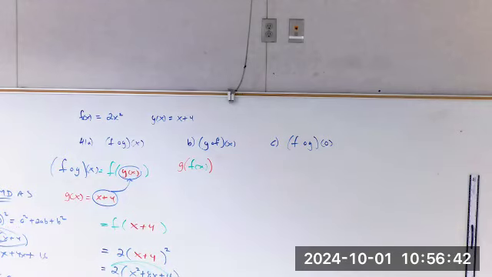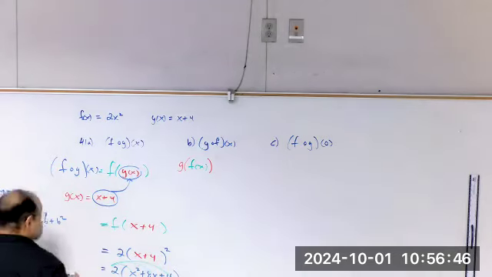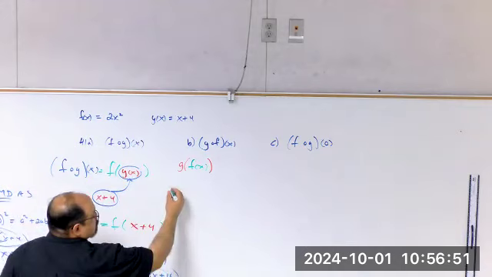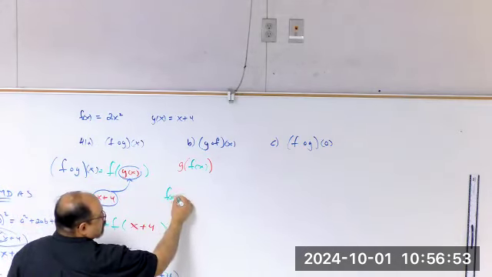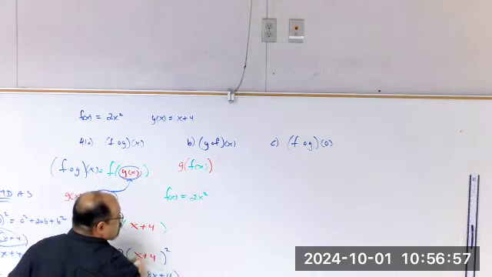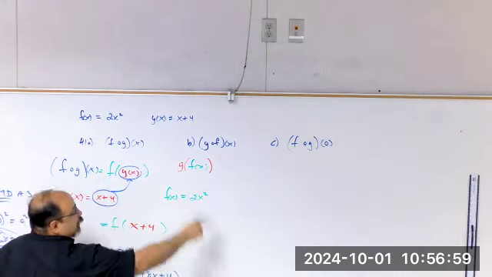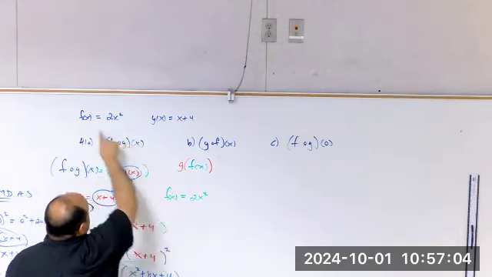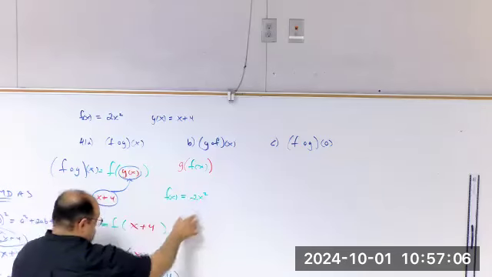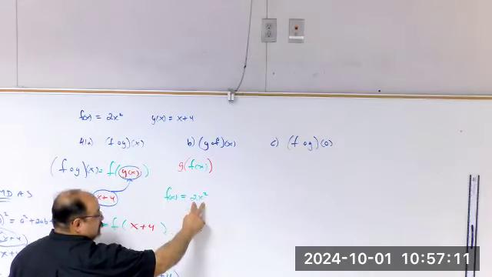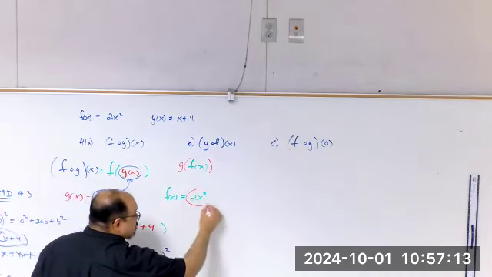But again, you start inside. f of x is just 2x squared. That's all we know, 2x squared. So we rewrite it: we substitute x into the f function, that's what we get, we simplify it, and then we repeat if necessary.